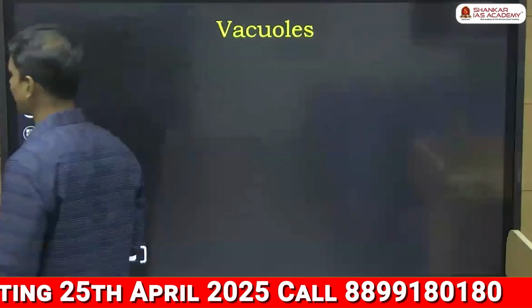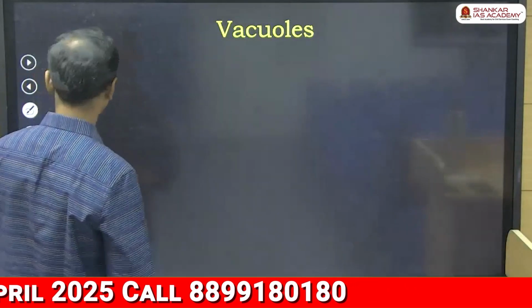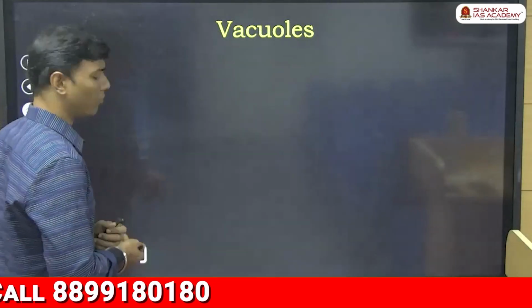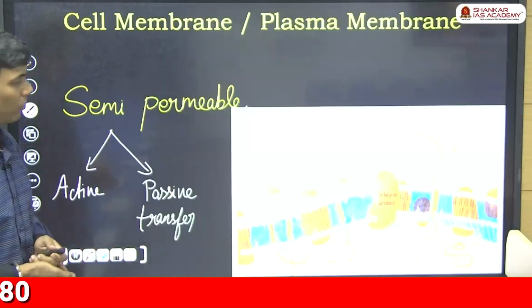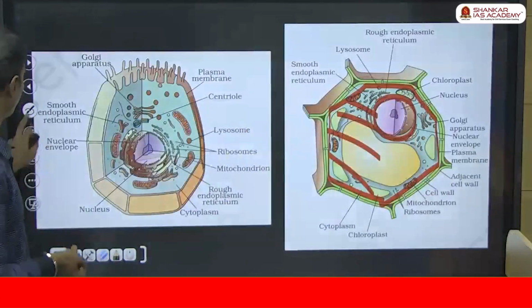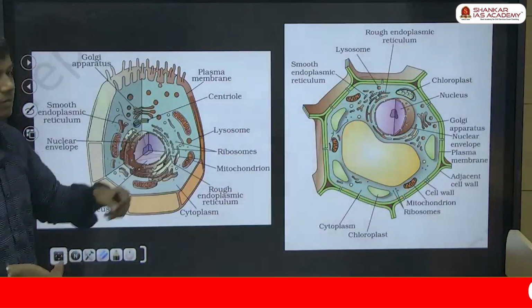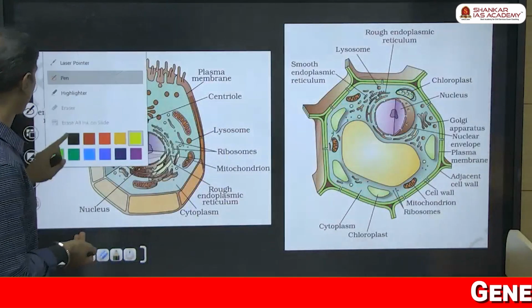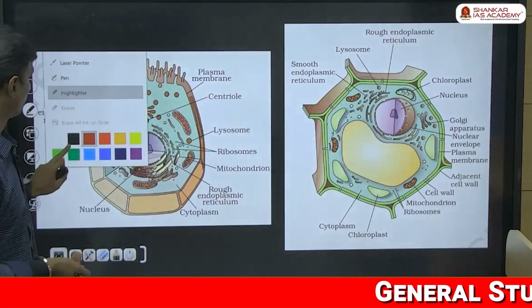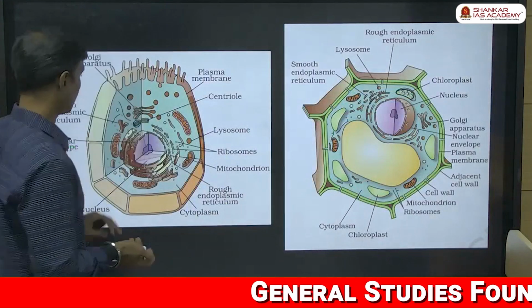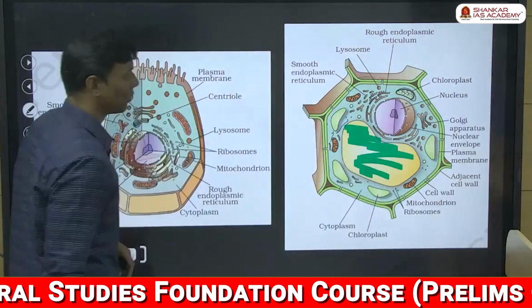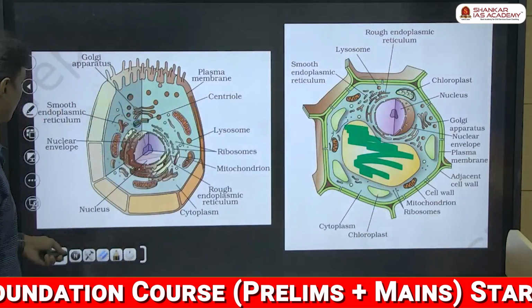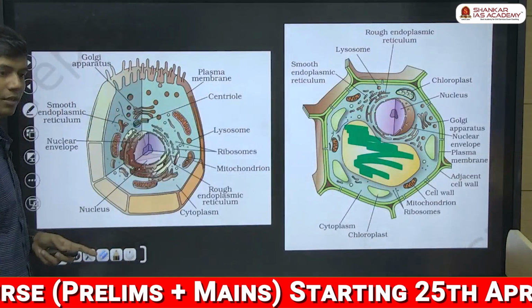The next one is vacuoles. What does it mean by a vacuole generally? Gap or space is called a vacuole. You see this picture, you take plant cell and animal cell. This is animal cell, this is plant cell. Which has huge gap? Plant cell. Can you see here? There are large gaps here. These are called vacuoles. Vacuoles are generally larger in plant cell and very small in animal cells.